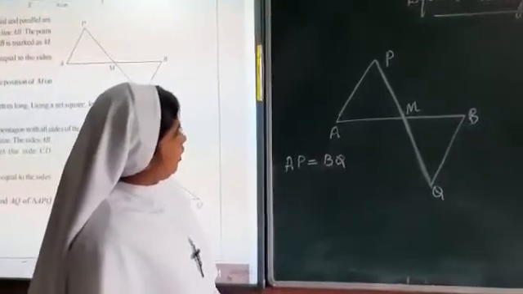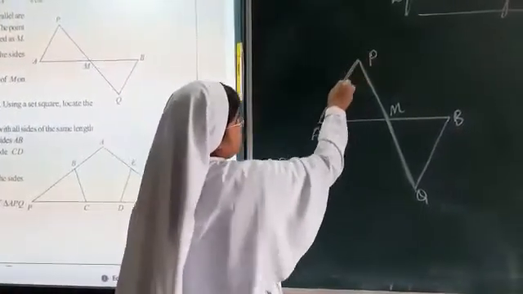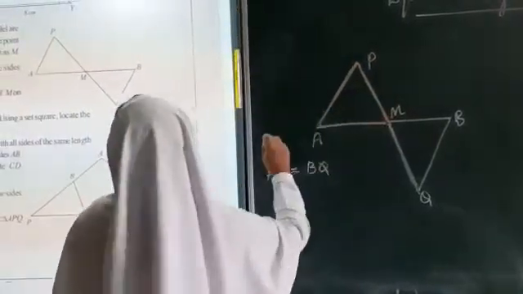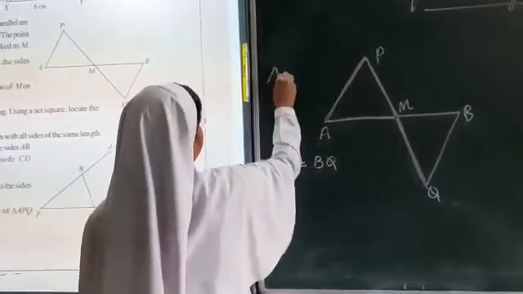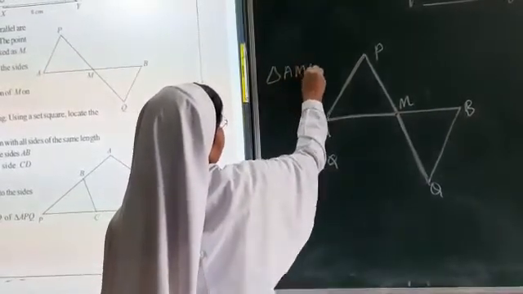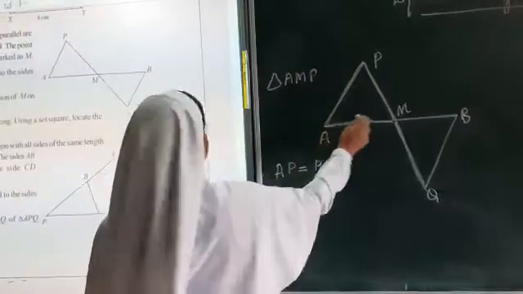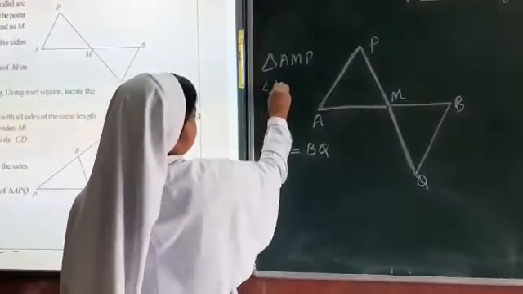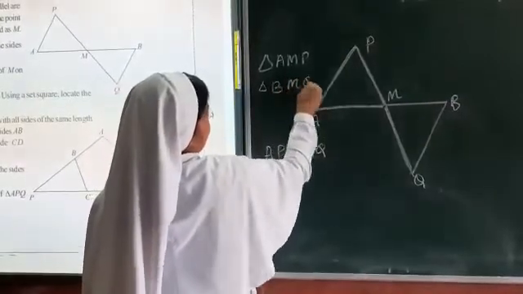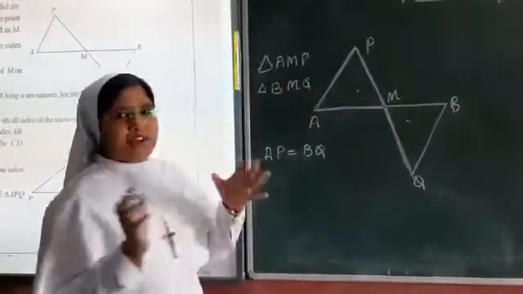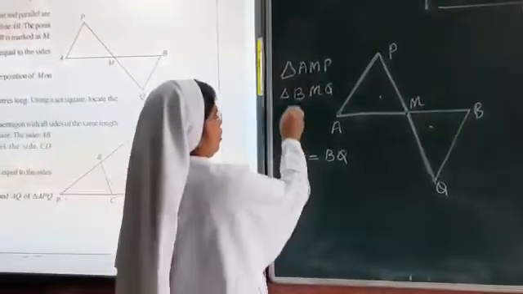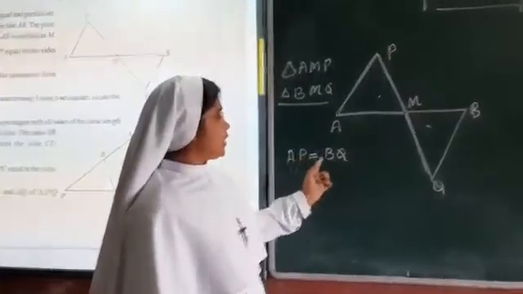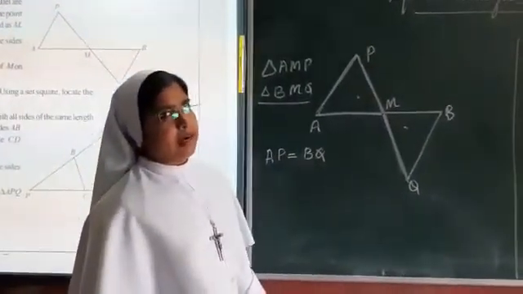And what else can we find here? We have to find out whether triangle AMP and triangle BMQ are equal. So now this is the question, and the only thing that we know from the question is that AP is equal to BQ. That is given, they are parallel and equal.